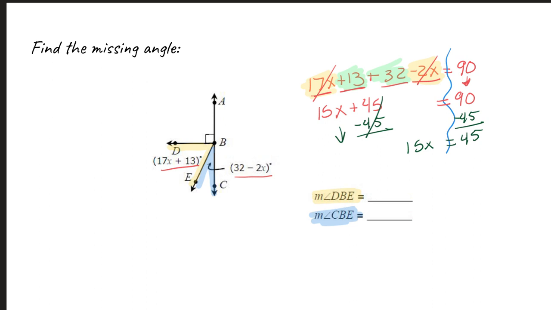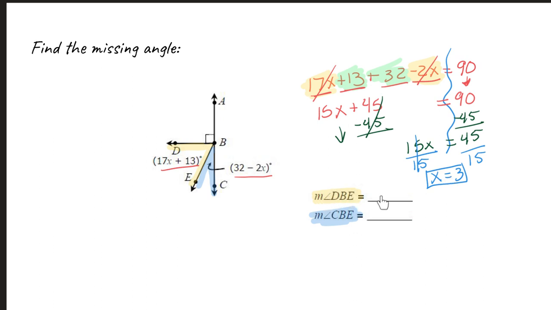So now I need to get x by itself. 15 is connected to x by multiplication. The inverse of multiplication is division. I must divide both sides by 15. This leaves me x on this side. And 45 divided by 15 is 3. So x is 3. I solved that.